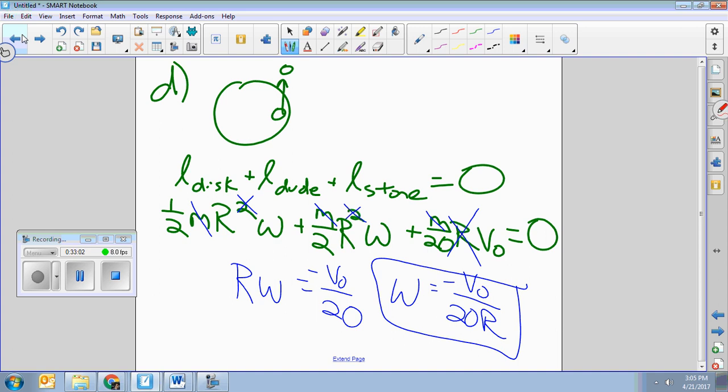Question E. So what's going to happen if the dude stands closer to the center? He's going to have less rotational inertia, which means the disk should spin faster. It's the figure skater pulling your arms in. That's exactly right. Good? All right.